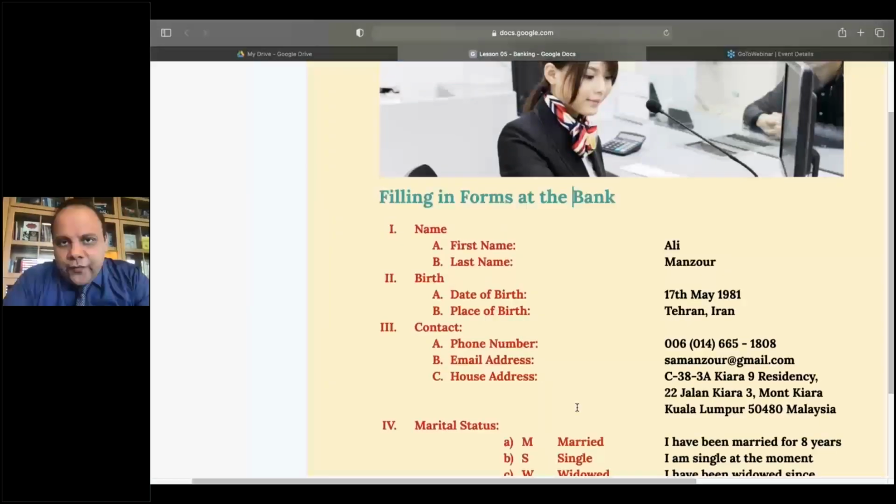Every time you see a form, you have different information. For example, you could have a first name or last name. So your first name, let's say Ali. Last name, Manzoor. Now remember, your first name should start with the capital letter and then small letters. So it could be Sarah, right? Or it could be, for example, Catherine. You see, the first letter is capital.